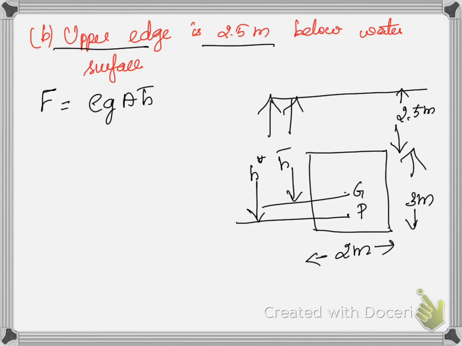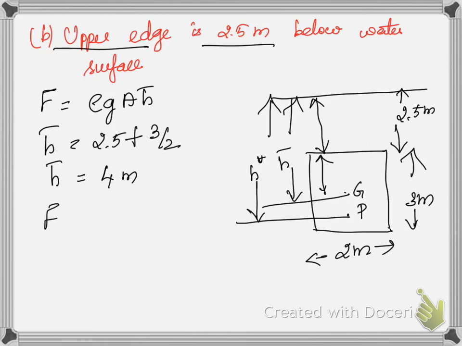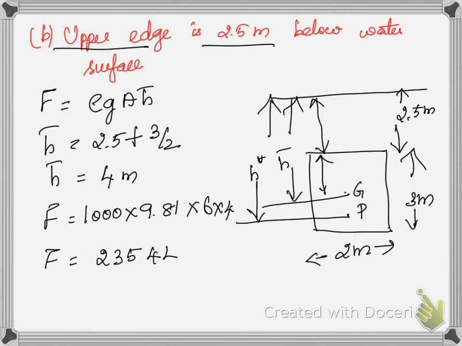H bar alone will get changed, because if you see here, H bar is nothing but this 2.5 plus this 3 by 2. So 2.5 plus 3 by 2, so my H bar is going to be 4 meter. So my total pressure force F is equal to 1000 into 9.81 into 6 into 4. So F is equal to 235440 Newton.